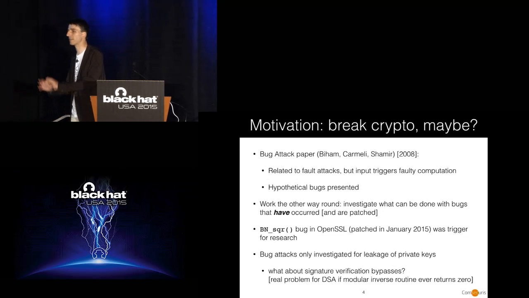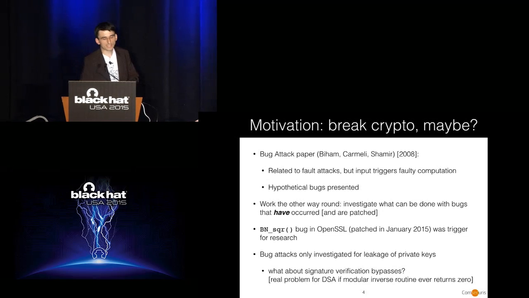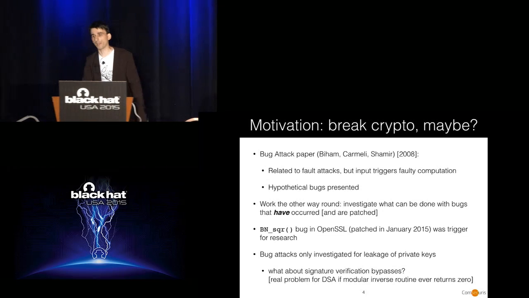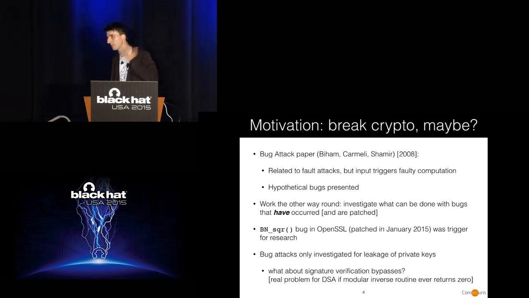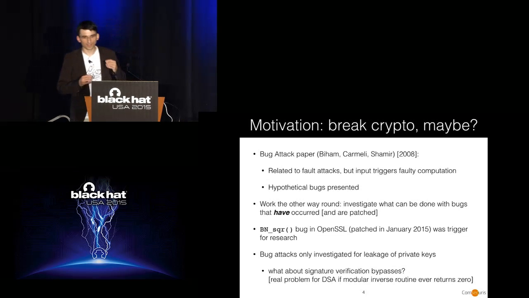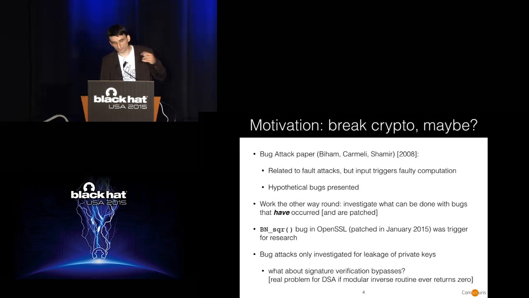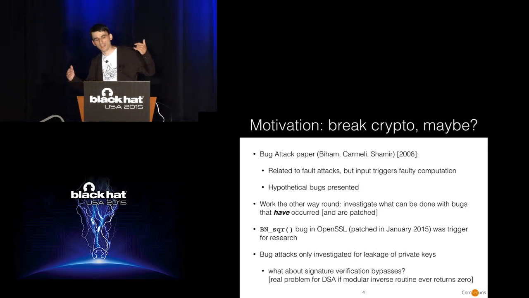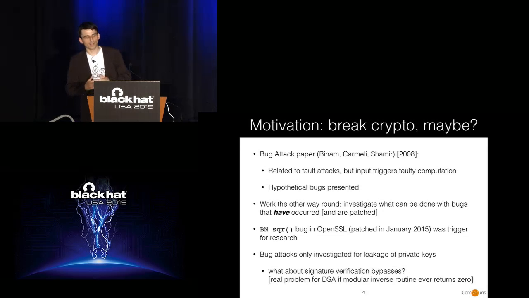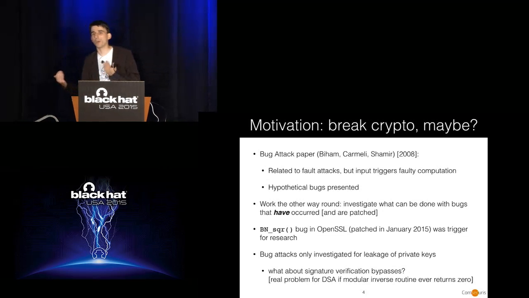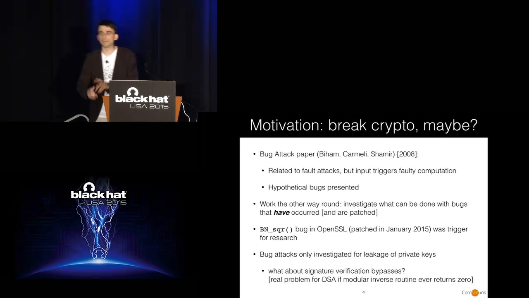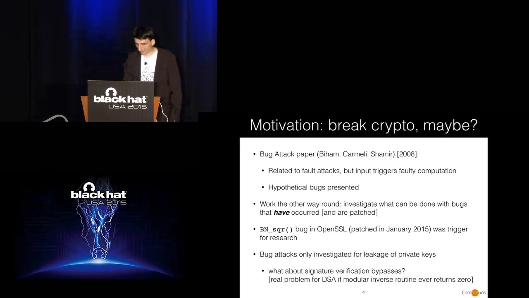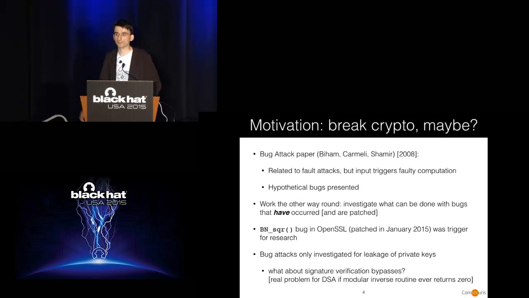The other thing is, and this is like an open problem at the moment, bug attacks have only been investigated for the leakage of private keys. However, you can use both bug attacks and BigNum vulnerabilities also to create signature verification bypasses. And an easy homework for you, and an easy example, is look at DSA and think about what happens if the modular inverse routine is incorrect and it magically returns 0 for one of the two inputs, or returns 1 or 2. In that case, you have a very easy signature verification bypass.